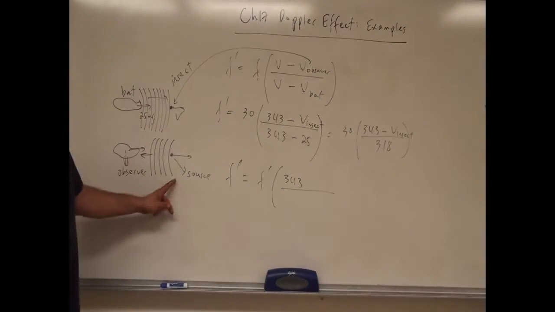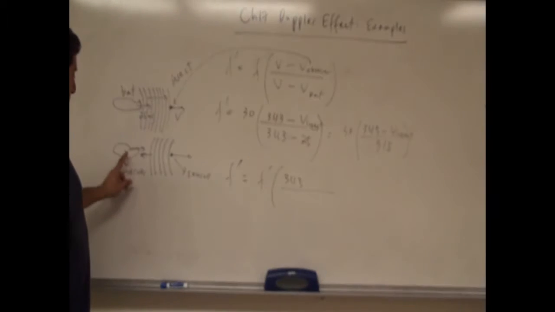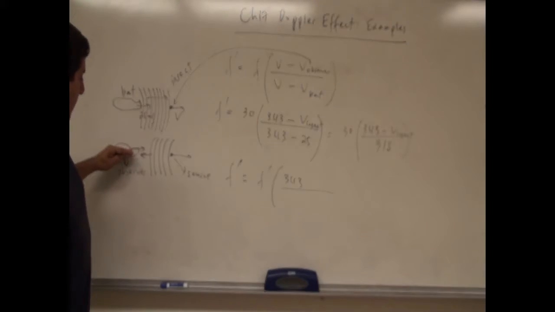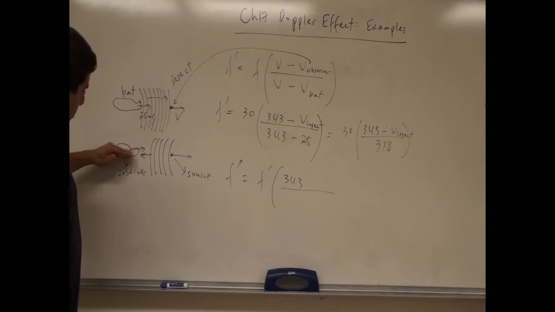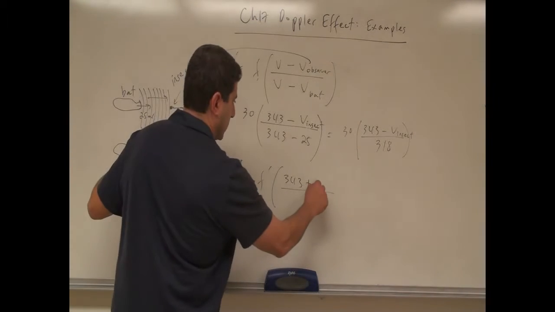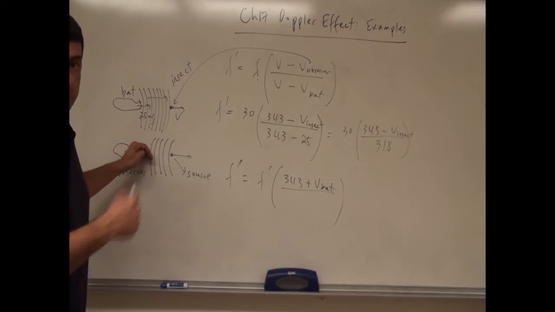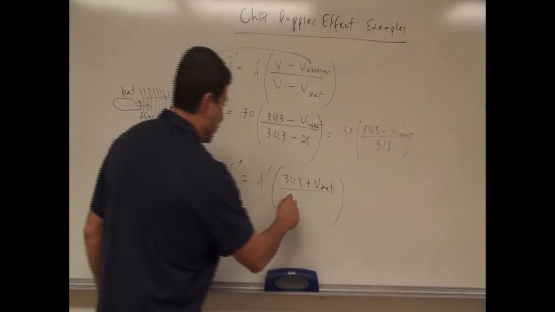Now who's the observer, right? Always on the numerator you put the observer. So the observer is the bat. The bat is flying towards the sound waves this way, so that will tend to increase the frequency, right? So we put plus the velocity of the bat, because the bat is the observer now, you put it in the numerator. Then divide it by 343.